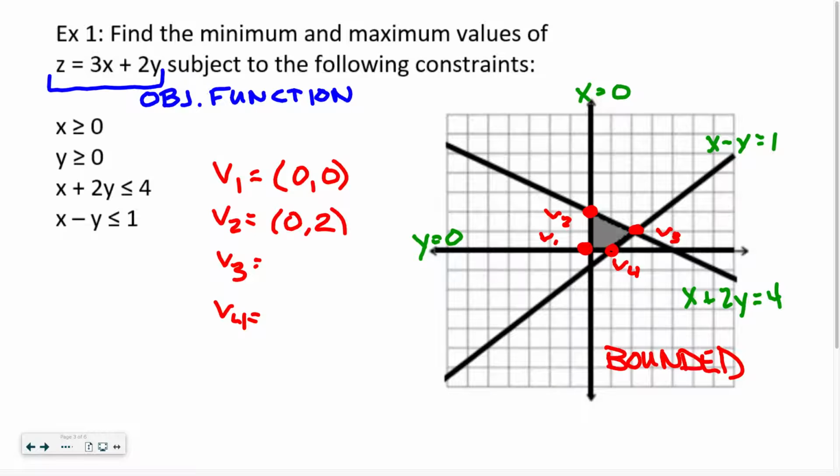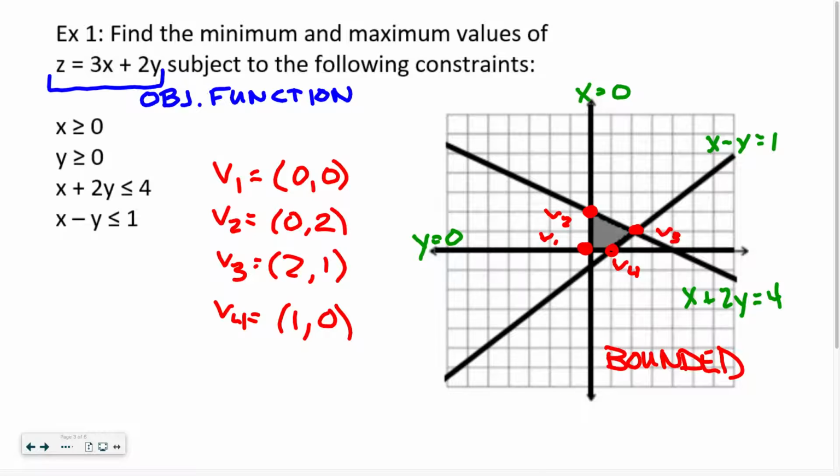V sub 3 looks like what on yours? 2, 1. That would be one where I would just verify that one. That's the intersection of the 2 slanted lines. So if I put 2 in for x and 1 in for y, does it make both equations true? 2 minus 1 is 1. 2 plus 2 times 1 is 4. Yeah, so that's on both lines. It's the correct intersection. And then this one would have been the x-intercept for the line x minus 1 equals y. So I have 1, 0 there.